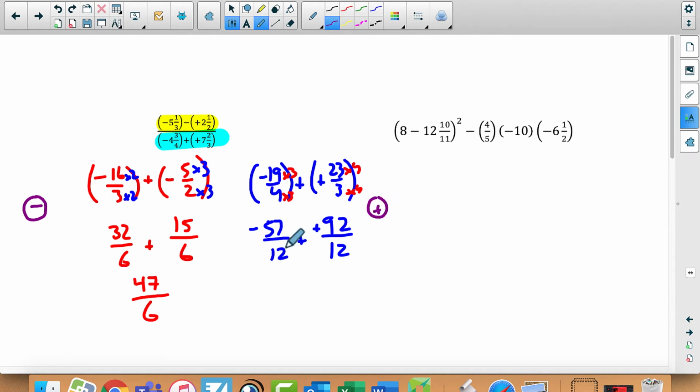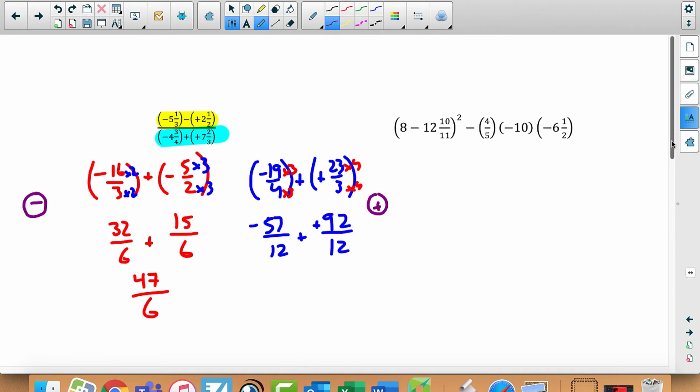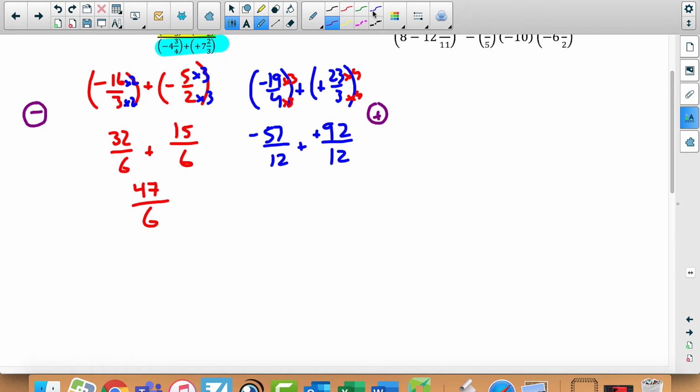And the signs are different, negative and positive. So should I be adding or subtracting? You should be subtracting at this point. So what you should actually be doing is taking the bigger amount, which is 92 over 12, and you should be subtracting the smaller amount, which is 57 over 12. So the denominator stays the same. 92 minus 57 is 35. And we said that answer was positive.